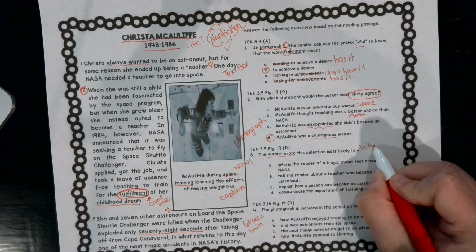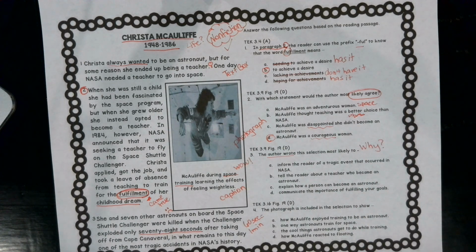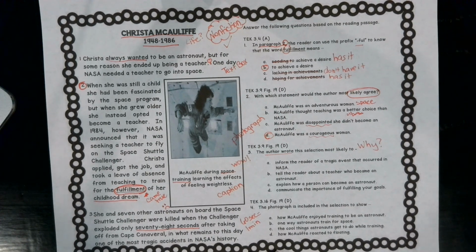So we need to answer the question why. Why did the author decide this was important for us to read? Let's see. Inform the reader of a tragic event that occurred in NASA. That's a pretty good answer. Tell the reader about a teacher who became an astronaut. Oh, that sounds even better.